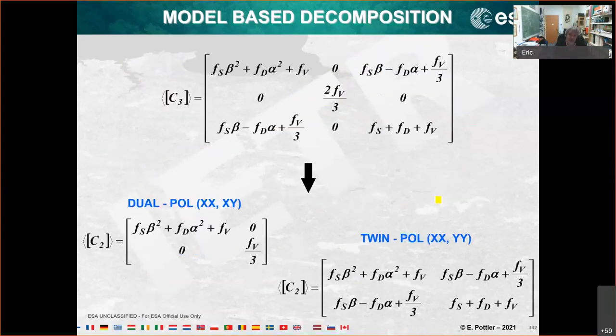So you can see that if I take a dual pole case, I shall have only two observables to reconstruct 5 parameters. Impossible. If I take the twin pole case, it means the HH and VV, like TerraSAR-X, in this case I shall have, in fact, 3 observables to reconstruct 5 parameters. Impossible. So in the dual pole case, you have to take care, because it's not possible to apply directly the model-based decomposition, because it is impossible to invert this information and to reconstruct the 5 parameters. So this is about the model-based.